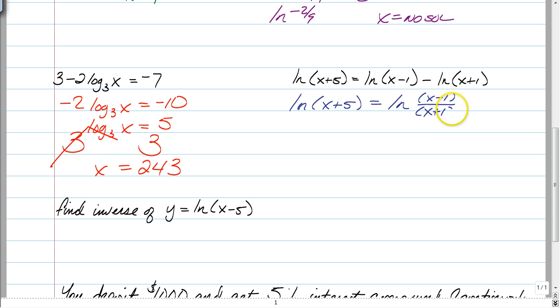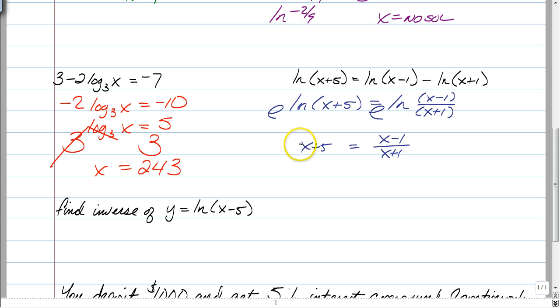So we have the natural log of x minus 1 over x plus 1. That's what you need to do first. Okay, so now that you have ln, you're just going to take e of both sides, and that's going to give you your x plus 5 is equal to x minus 1 over x plus 1. So now you just need to solve.